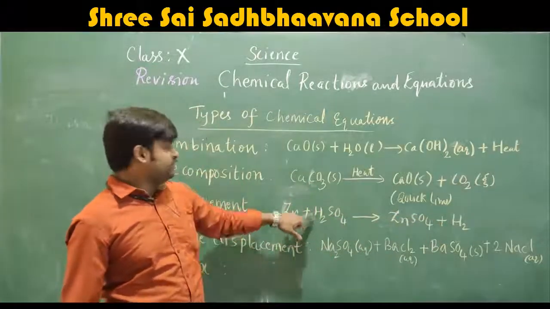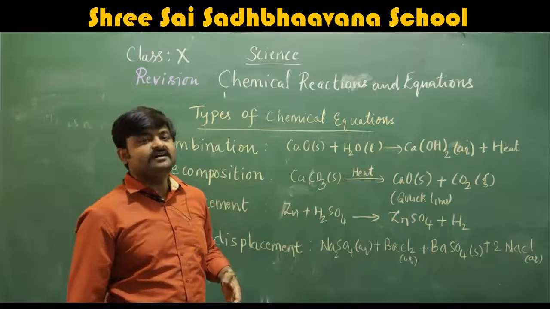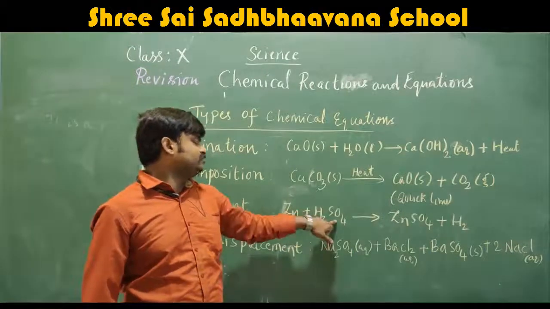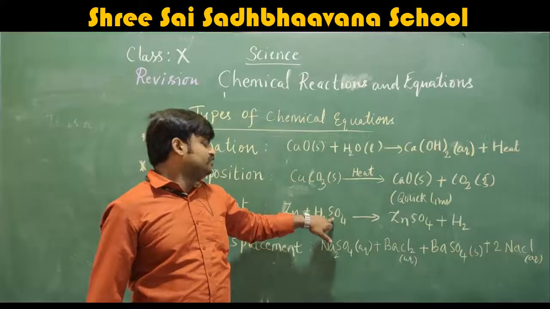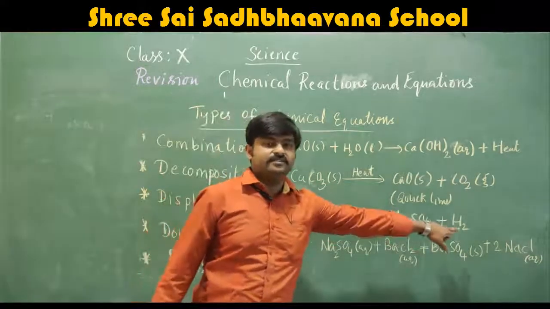Next, zinc combines with sulfuric acid, it gives zinc sulfate and hydrogen. So here displacement. Displacement means change of the position of the element or compound. So zinc, a highly reactive metal, reacts with this solution SO4, therefore zinc sulfate and hydrogen.